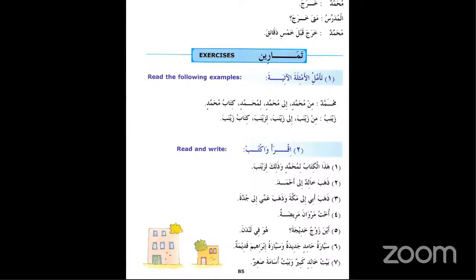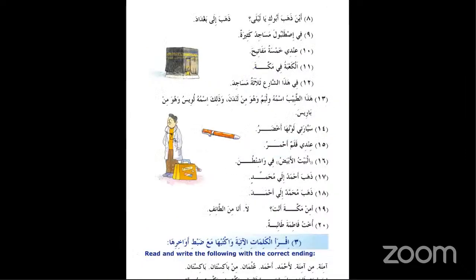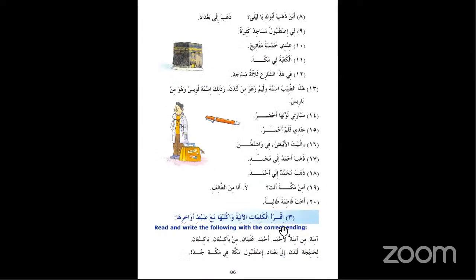Baytu Khalidin kabirun. Khalid's house is big. Baytu Usamata saghiratun. And the house of Osama is small. Osama is small. Continue, please. Aina dhahaba abuki ya Layla? Where did your father go, O Layla? Dhahaba ila Baghdadi. He has gone to Baghdad.